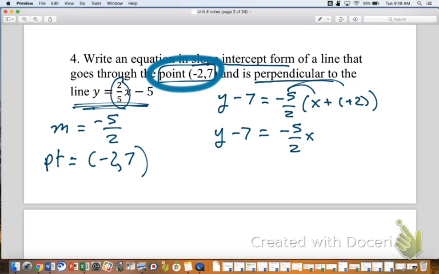It is -5. -10/2, same thing as -5. And my last step would be to add that 7 over. So did you guys get this for a final answer? Y equals -5/2 x plus 2?